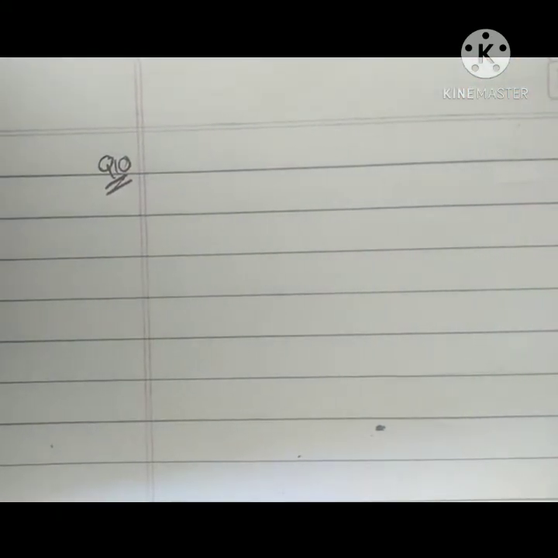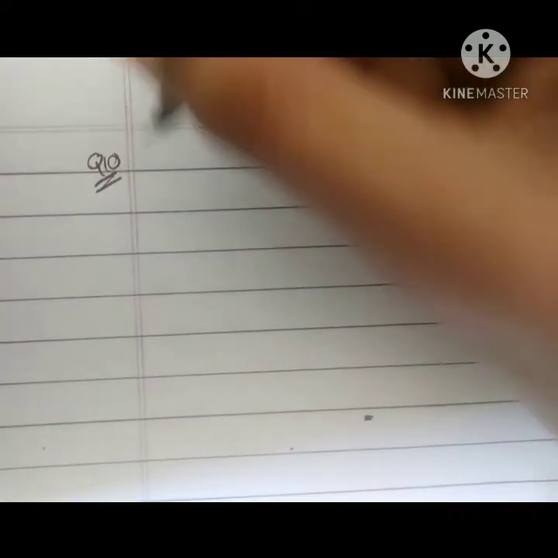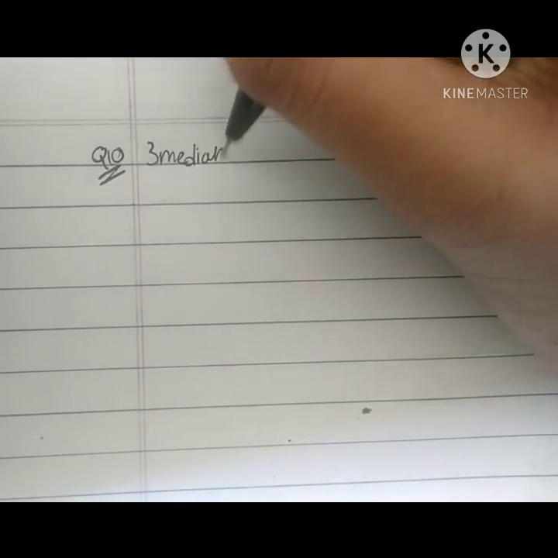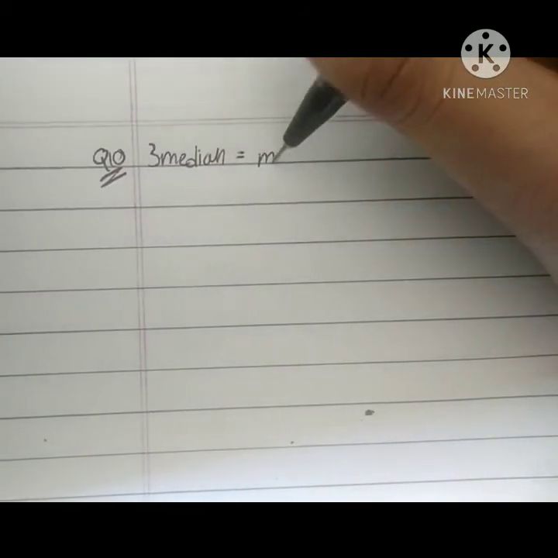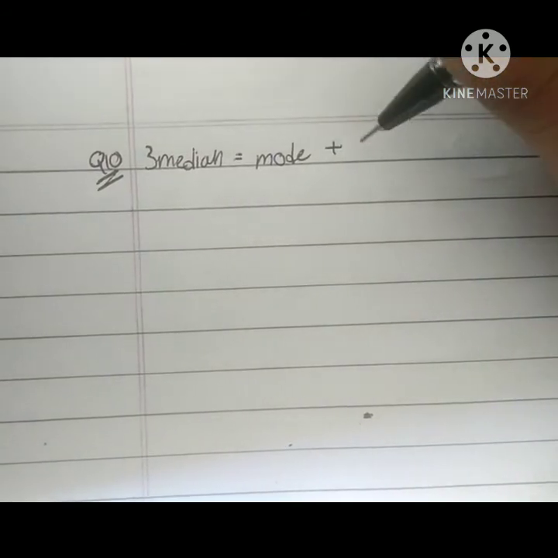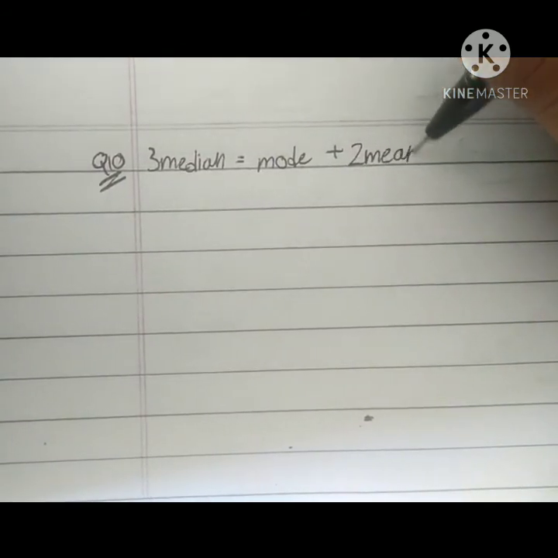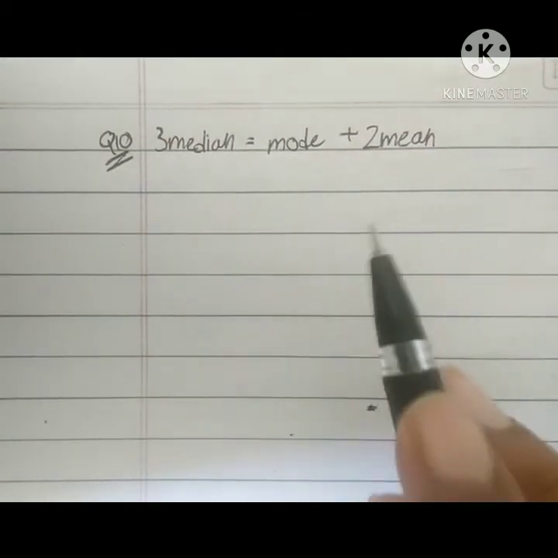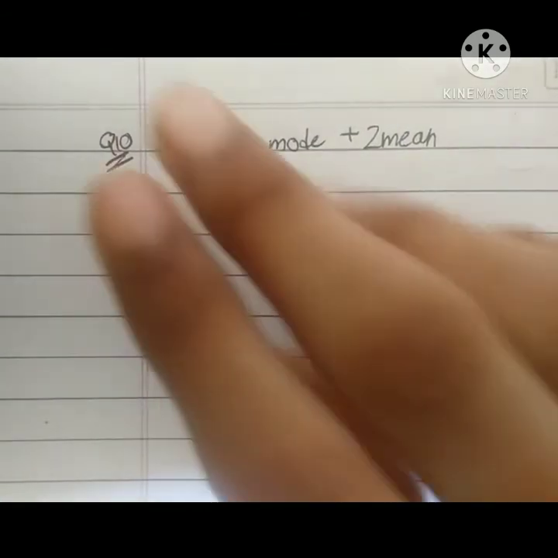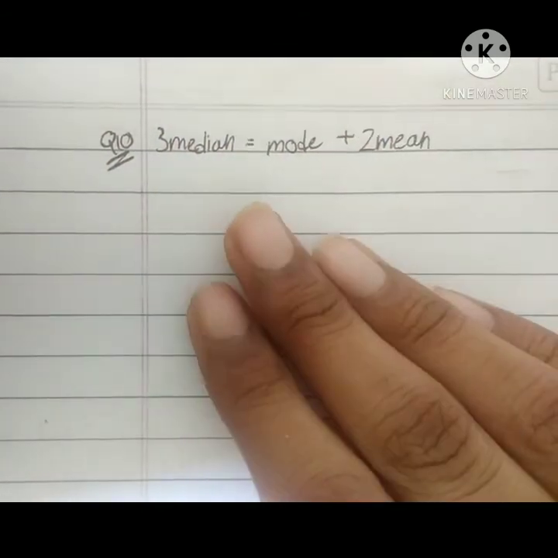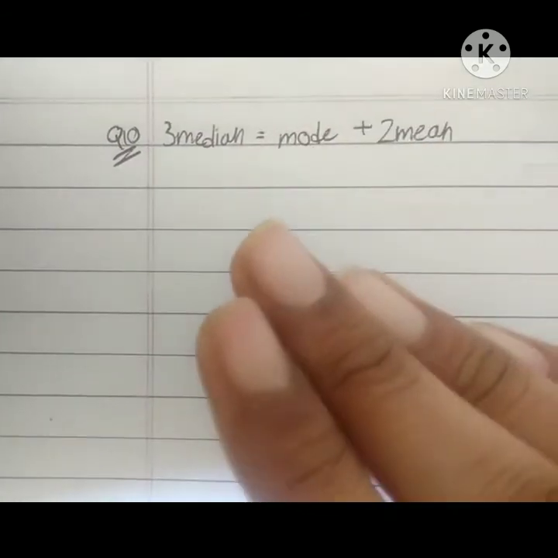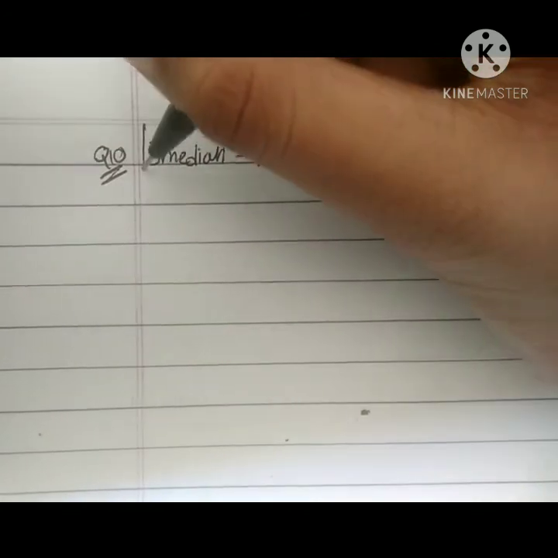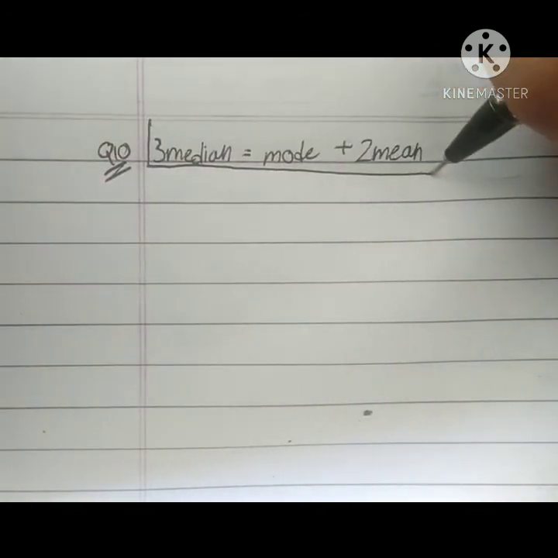So now I have to remember the formula for this. Okay, this is the formula: 3 median is equal to mode plus 2 mean. So if the question ever comes that write the empirical relationship between median, mode and mean, you have to remember this formula, because this formula would even help you if the question is given that the median of some numbers is this, the mode of the numbers is this, so find the mean. So this formula will help you very much. You have to remember the formula.